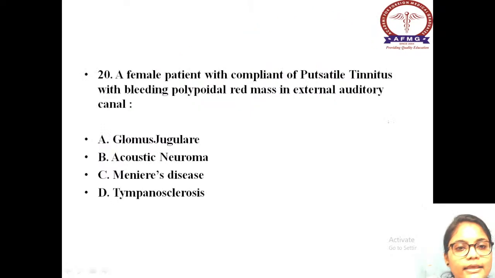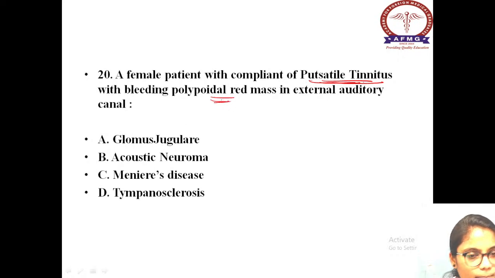Okay. The next is a female patient with complaint of pulsatile tinnitus, with a bleeding polypoidal red mass in the external auditory canal. The most probable diagnoses are option A, glomus jugulare; option B, acoustic neuroma; option C, Meniere's disease; and option D, tympanosclerosis. What is the correct answer over here?